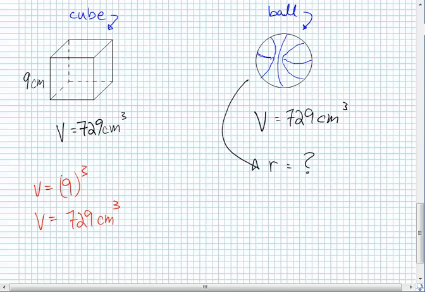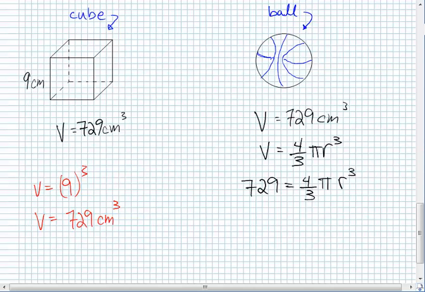And the ball is just going to be a sphere, so I can plug that number into the equation for the volume of a sphere. So the volume of a sphere is 4/3 pi r cubed. There it is with the 729 plugged into it.